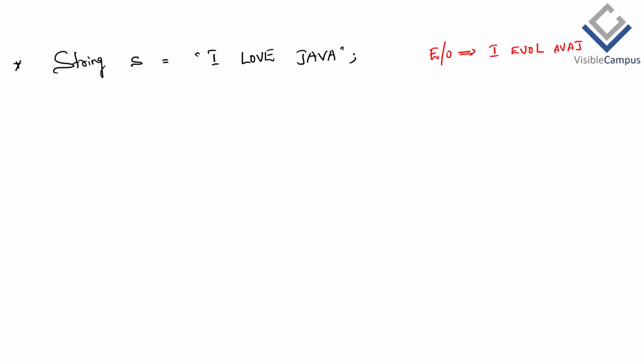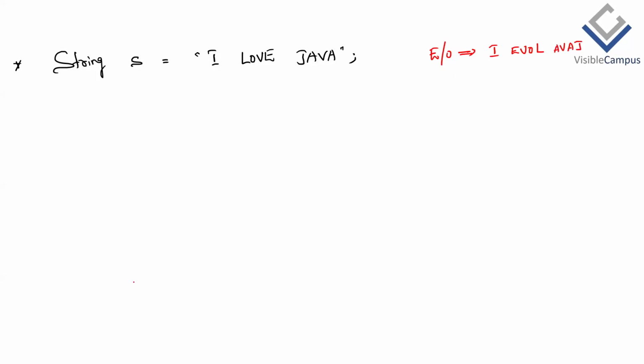The requirement is, when there is a string, say String s equals "I love Java", then for this string we have one expected output. The first word stays as it is, the second word has to be reversed in the same position, and the third word has to be reversed in the same position. So this is the requirement.